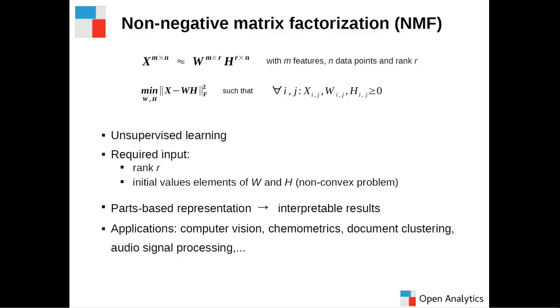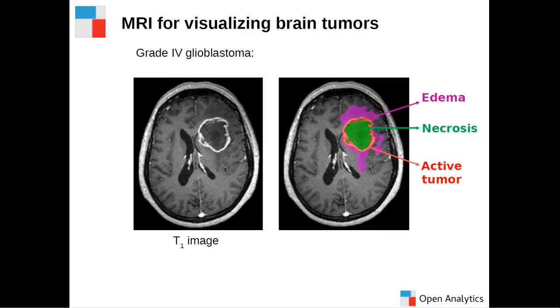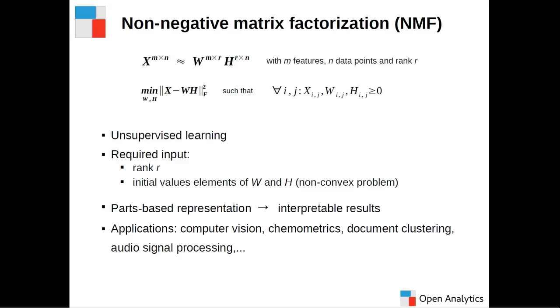As an input, you need a rank R, and it's a non-convex problem that we're solving, which means that instead of a global minimum of the objective function, probably you will find a local minimum, and for that you need an initialization.